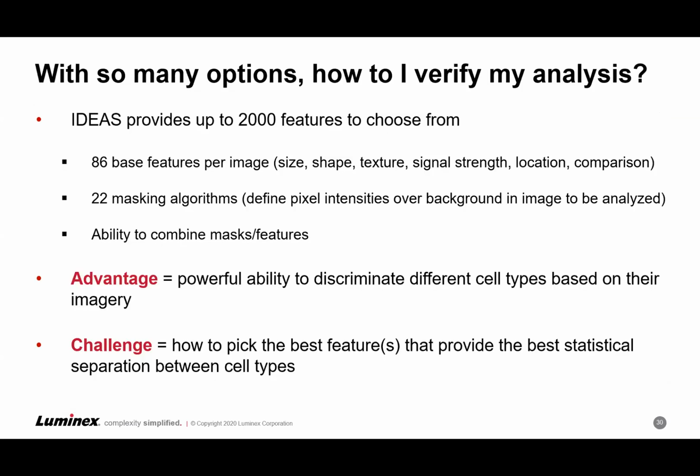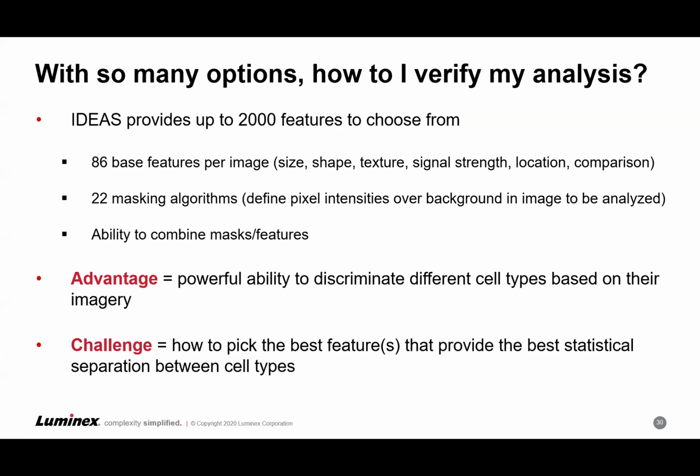Morphologically rich image data offers up a wealth of information that you can mine using advanced image processing algorithms in our IDEAS analysis software. Without going into granular detail, IDEAS is able to provide up to 2,000 different features from which to choose to analyze your data. These consist of 86 base features per image, and those are size, shape, texture, signal strength, location, and comparison features. And then you can combine those with the masking algorithms, which are going to define pixel intensities over background in the image to be analyzed. Once you have these, you have the ability to combine masks, combine features, and combine both to make your image analysis very robust.